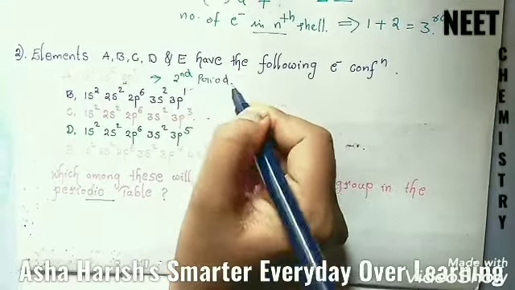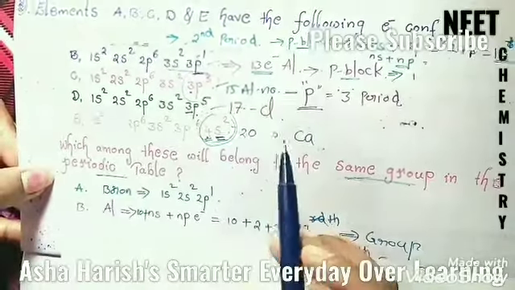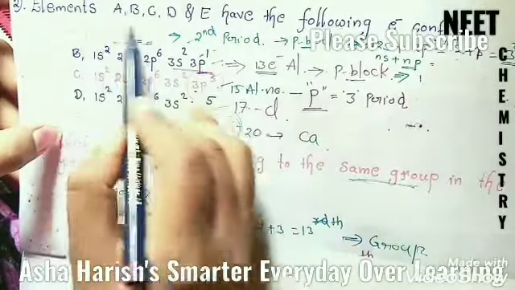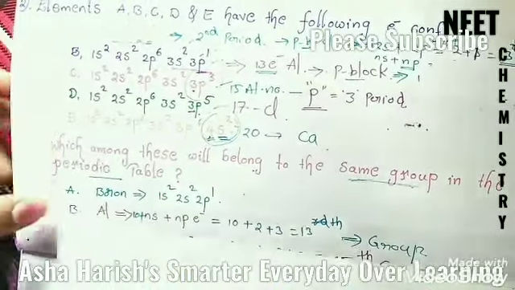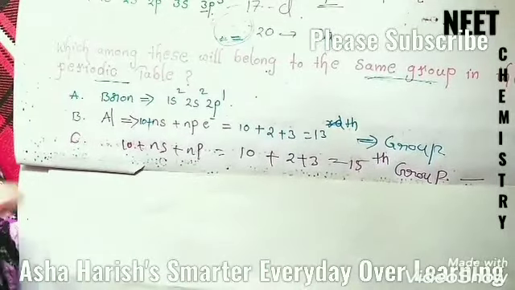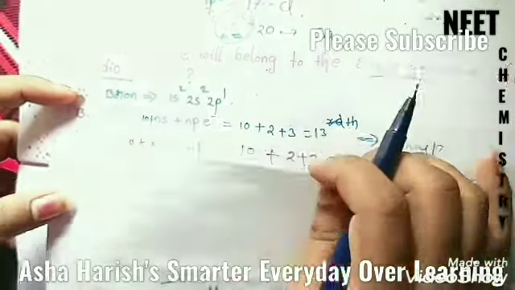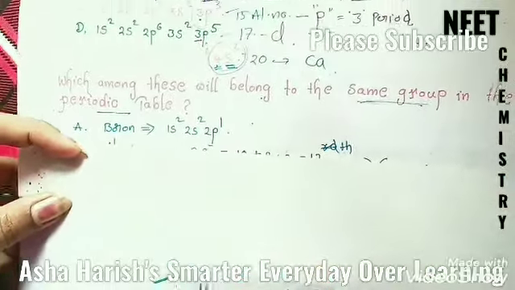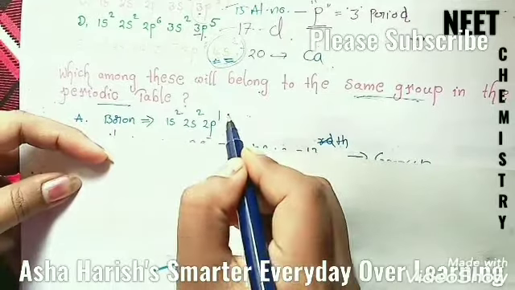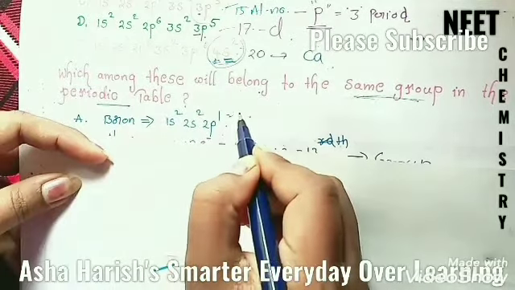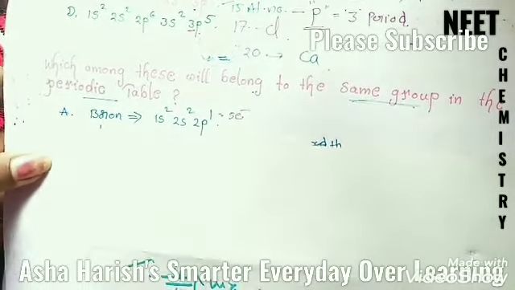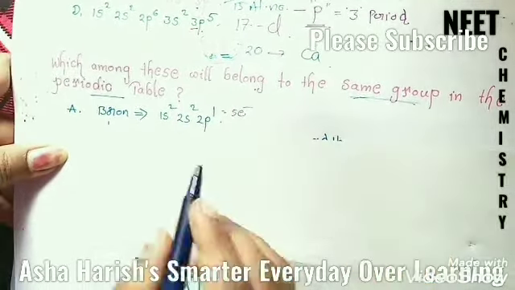Dear students, for option A the configuration is 1s2, 2s2, 2p1. This configuration is not visible to you, so I'll write it again on another sheet. For option A, boron, that is 1s2, 2s2, 2p1. If you count these electrons, you should get the number 5. So 5 electrons are present, and that is the atom boron.